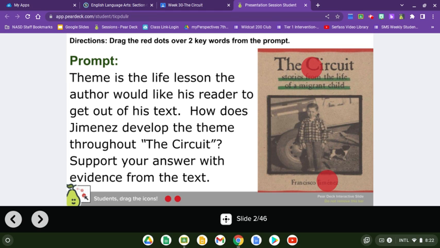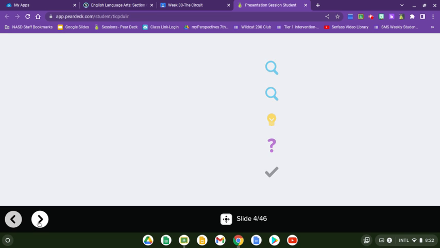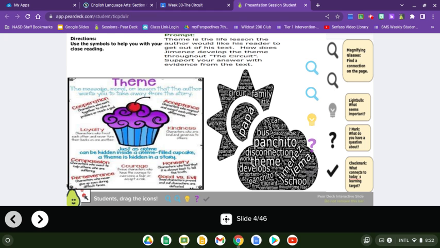Please take a moment and drag those two red dots to the two most important or key words from the prompt. Excellent. Read the text for the first time and annotate along the way, all over it. Let's start with some of the main concepts from this week. Theme. All right, let's go ahead and drag this over to theme.